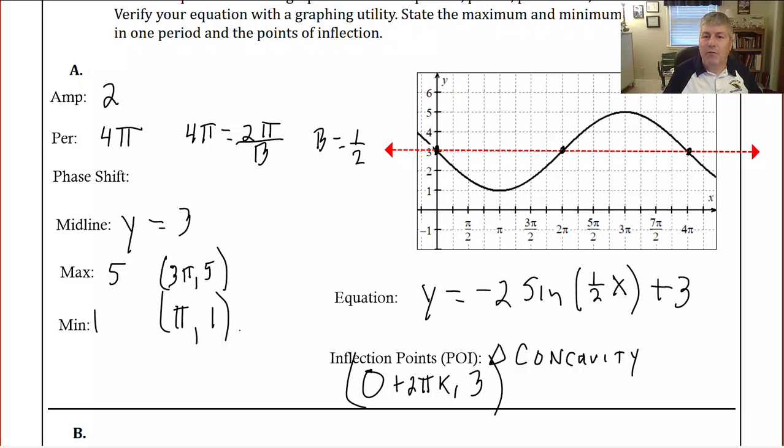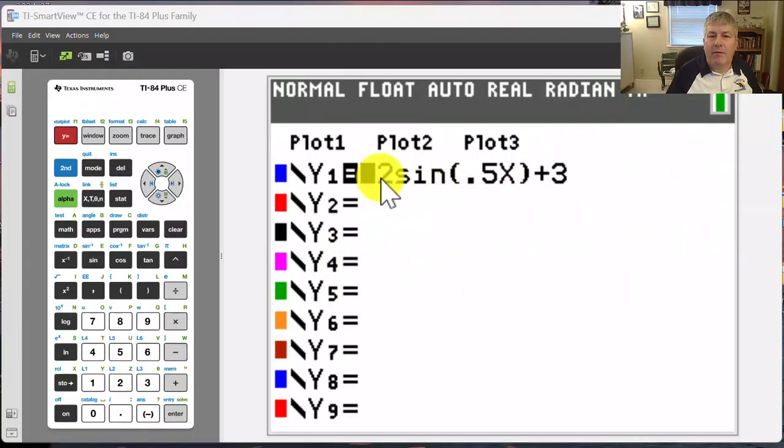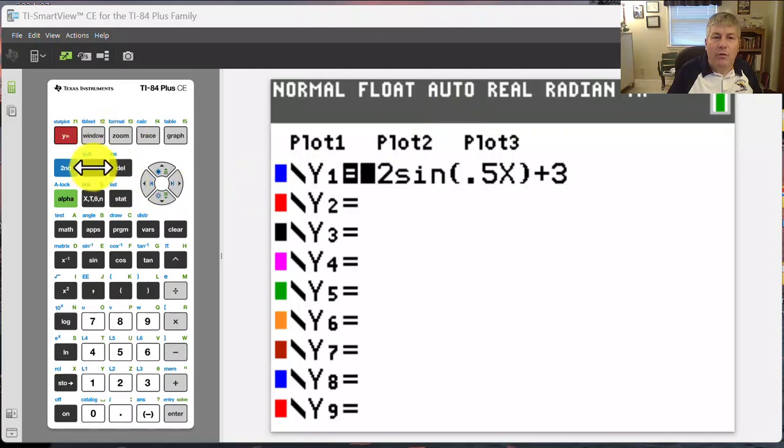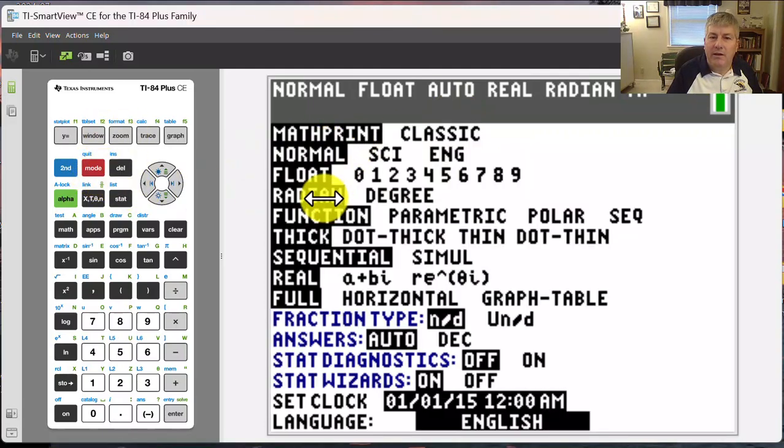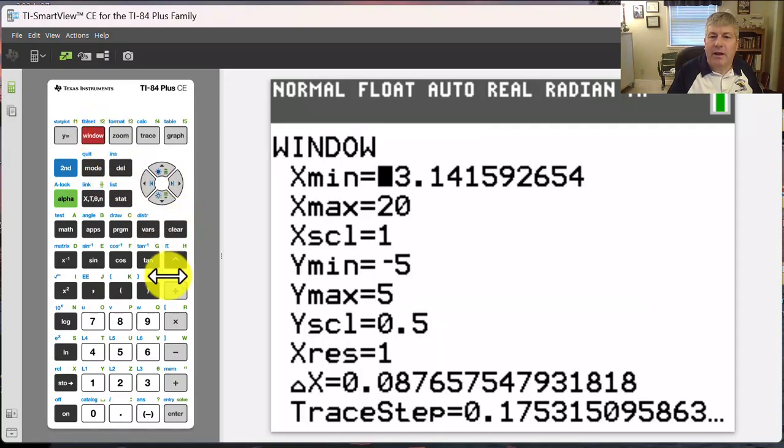Now let's flip over to our graphing calculator. We'll put our function in and we'll set our window. So let's remember to set our window here and go ahead and graph this on the graphing calculator. Now going over to my graphing calculator, I've input my function, -2 sine of 1/2 x plus 3. I am in radian mode, so if you're not, go to the mode key, cursor down to radian and select that. And now let's go ahead and set our window.